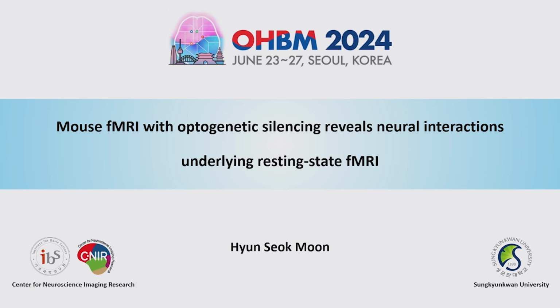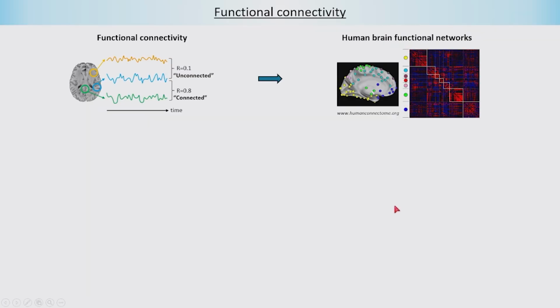Thank you for the introduction. I'm going to share my research on mouse fMRI with optogenetic stimulation to figure out the underlying mechanism of resting state fMRI. Functional connectivity is basically a measurement of spontaneous neural fluctuation, and it defines a connection strength between regions based on the correlation coefficient. This approach has contributed to revealing functional networks and building a connectome in the human brain.